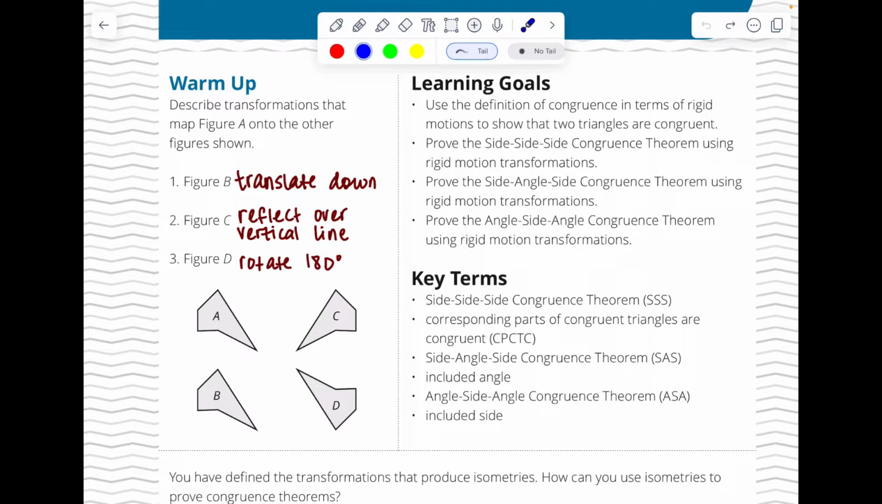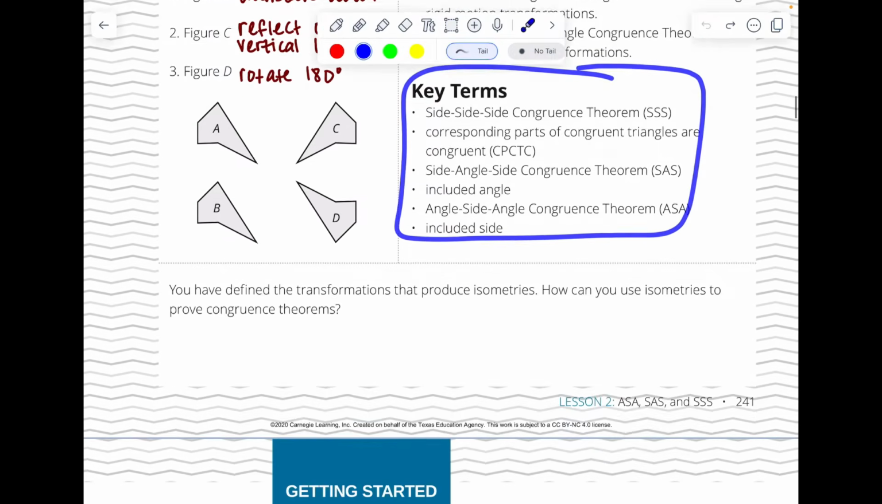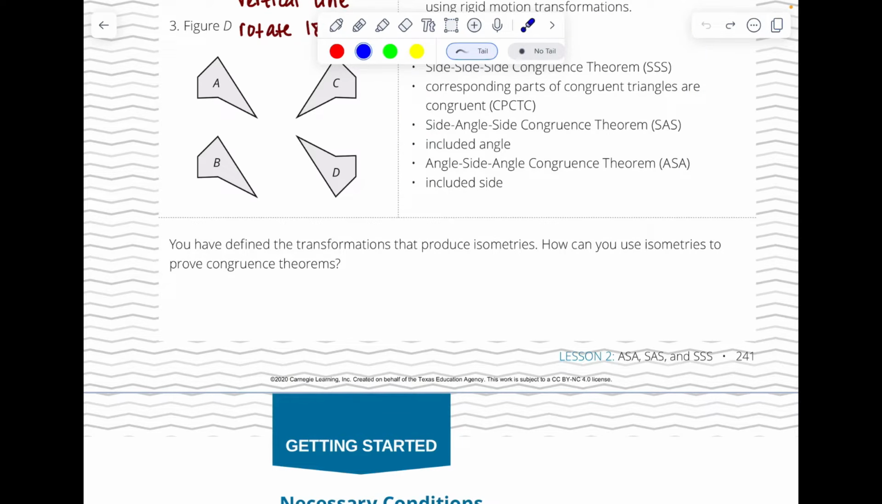Our learning goals for this lesson are using the definition of congruence in terms of rigid motion to show that two triangles are congruent. We're going to be using the side-angle-side congruence theorems using rigid motion transformations. And here are your key terms. All right, our essential question is how can you use isometries to prove congruence theorems?